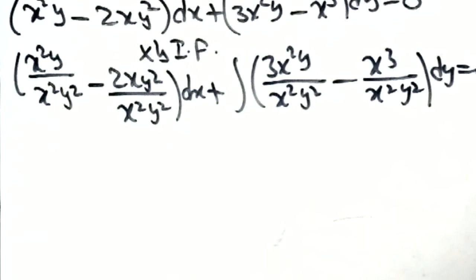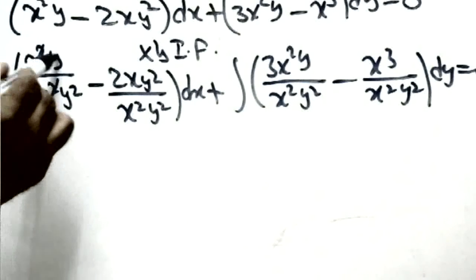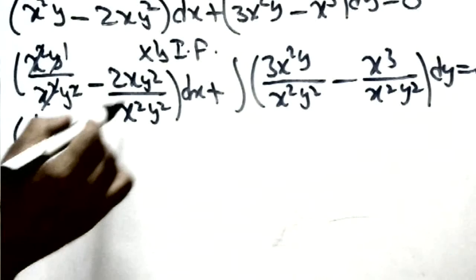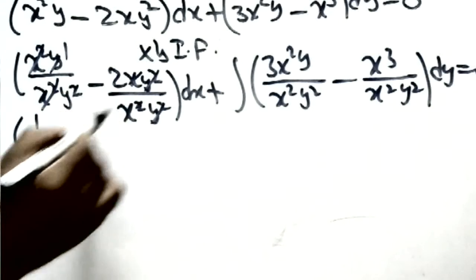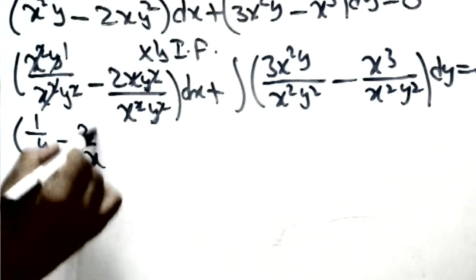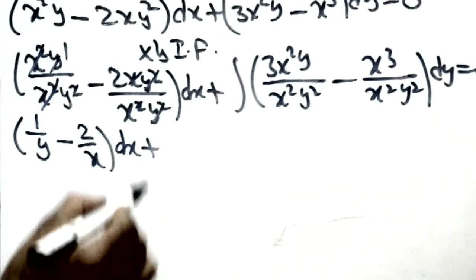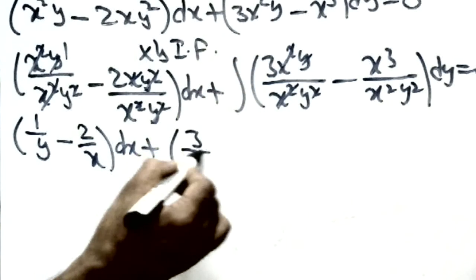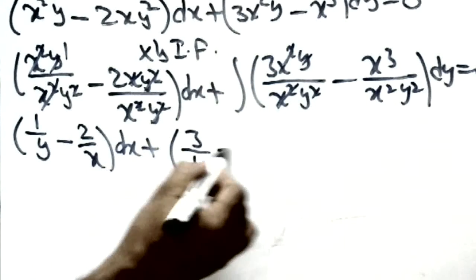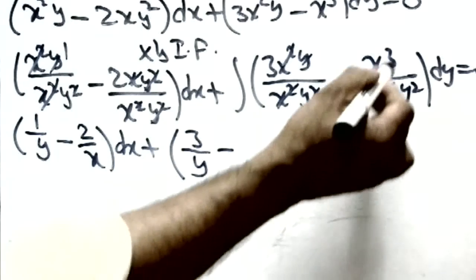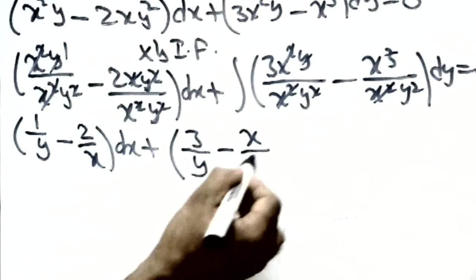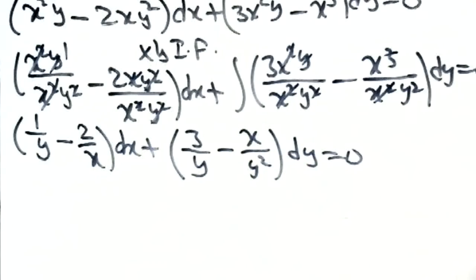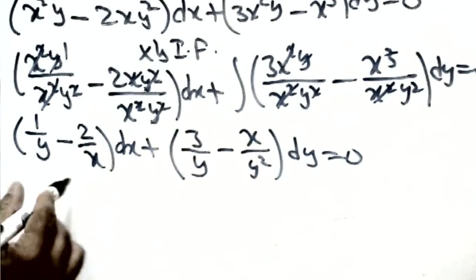Now you cancel the terms. See here, we get x square cancel, y 1 is left, 1 by y minus y square cancel, x square cancel, 2 by x dx plus, cancel this one, left with 3 by y minus, if you cancel this one, you left with x by y square and dy equals to 0.